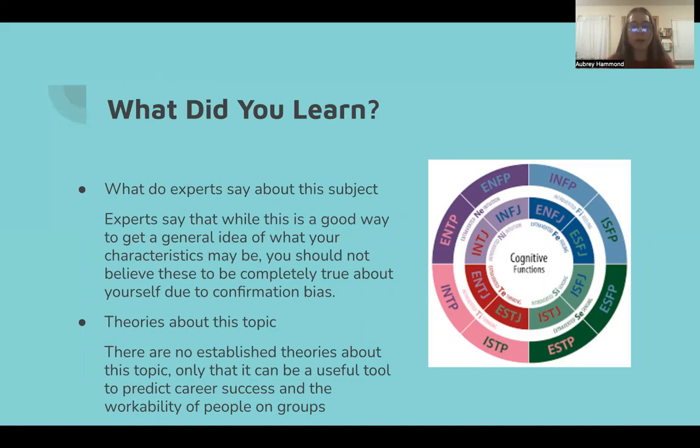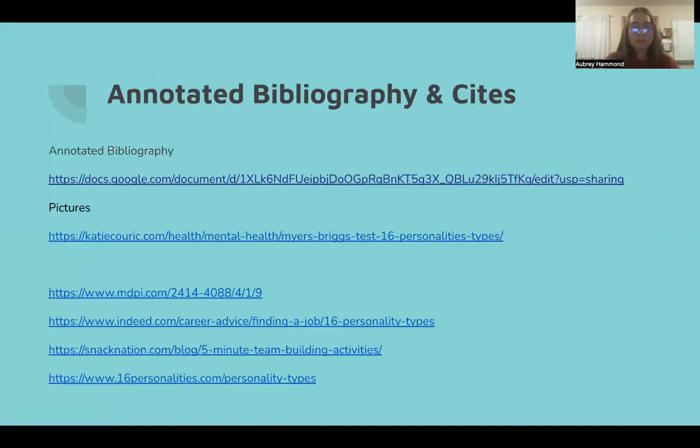Some theories about this topic. There are no really established theories about this topic, only that it can be a useful tool to predict career success and the workability of people in groups. And these are just my annotated bibliography and sites.